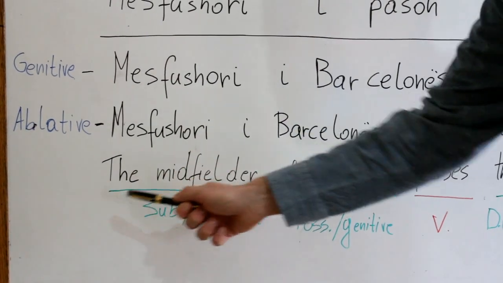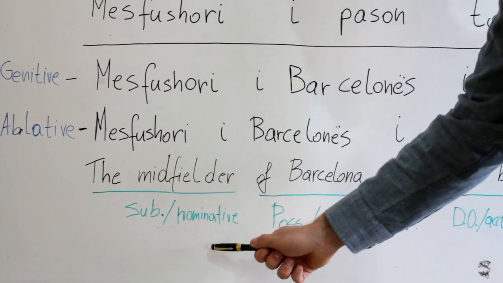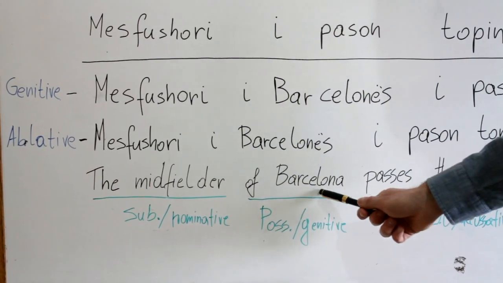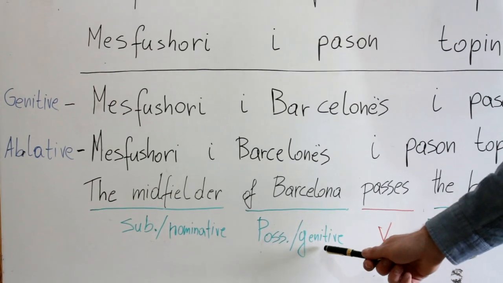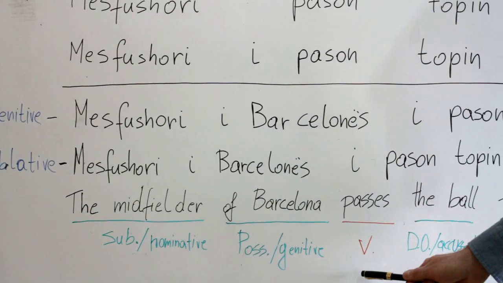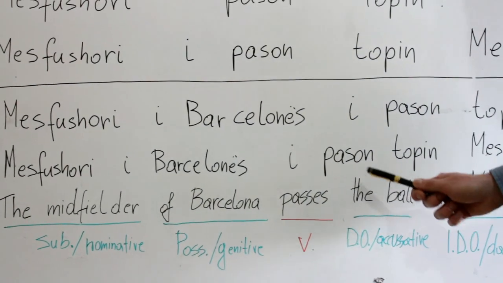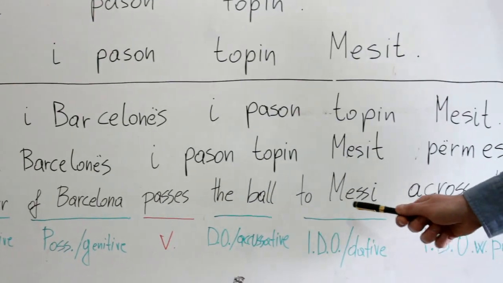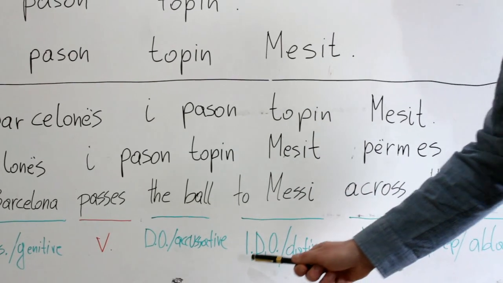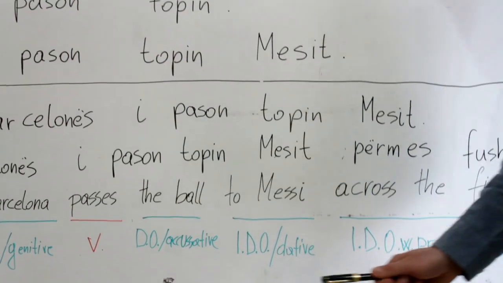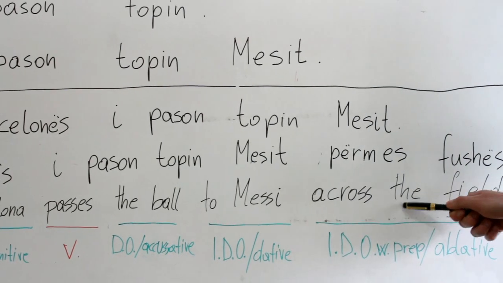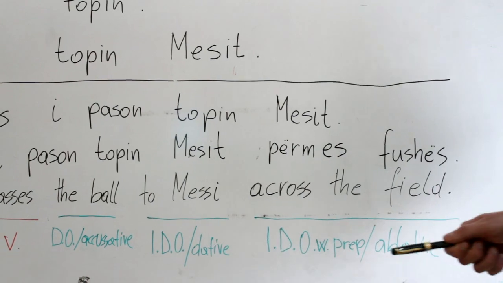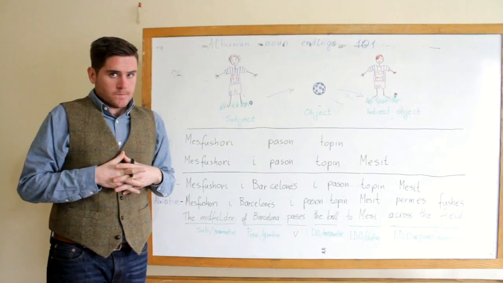Mesfushori, the midfielder, our subject, our nominative in Albanian. I Barcelonës, of Barcelona, our possessive, or our genitive, passes, our verb, the ball, topin, our direct object, our accusative. Messit, indirect object, or our dative in Albanian, and across the field, për mes fushës, indirect object with preposition, or in Albanian, our ablative.